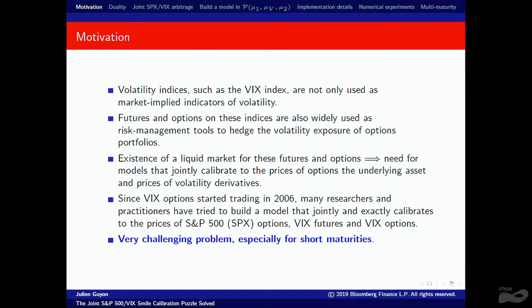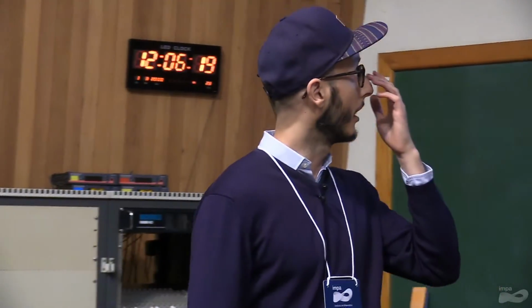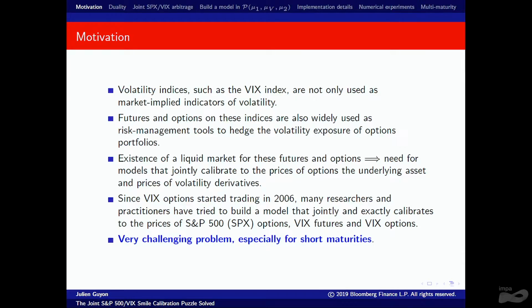Okay. So you know that volatility indices, such as the VIX, of course, are indicators of volatility in the market, like you take the temperature, but it's much more than that. You have futures and options that trade on those volatility indices, and they're widely used to hedge the volatility exposure of options portfolios. And the fact that there exists this liquid market for futures and options on volatility indices has led to the need for models that jointly calibrate to the options on the underlying and the options on the derivative, on the volatility indices.